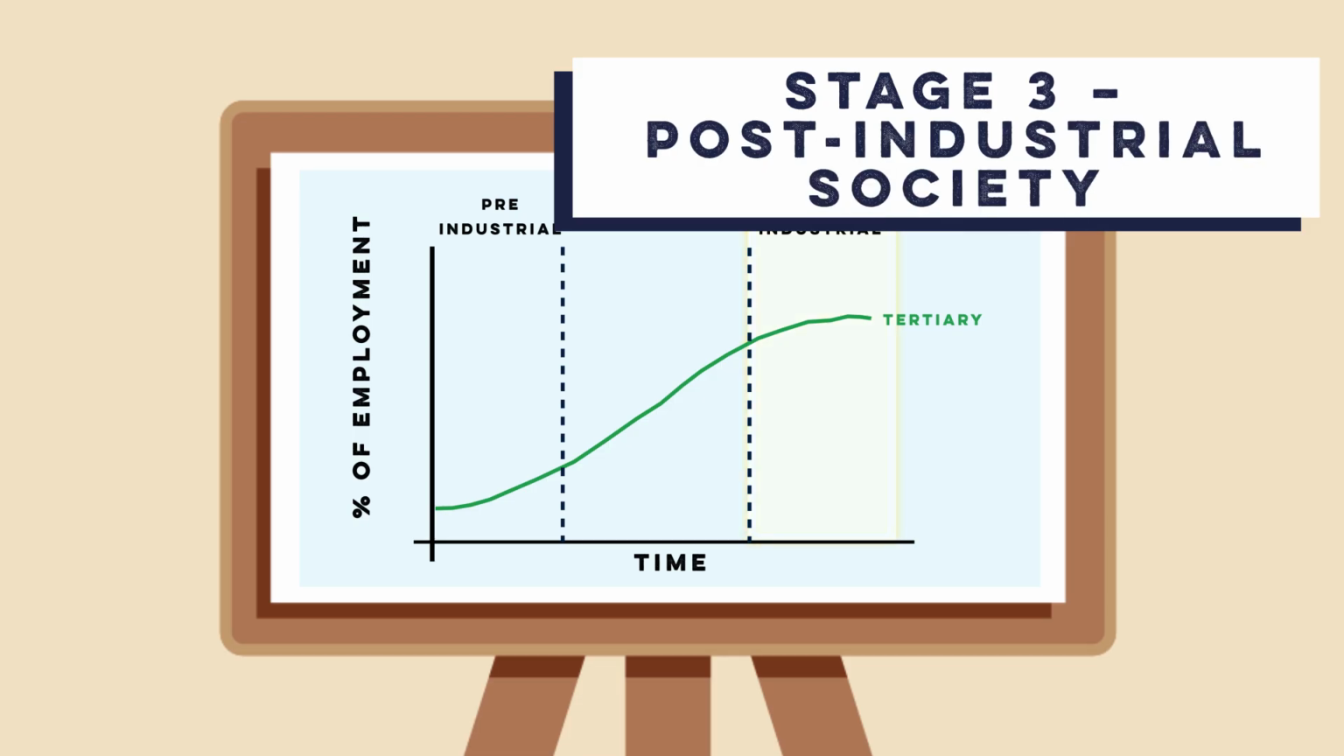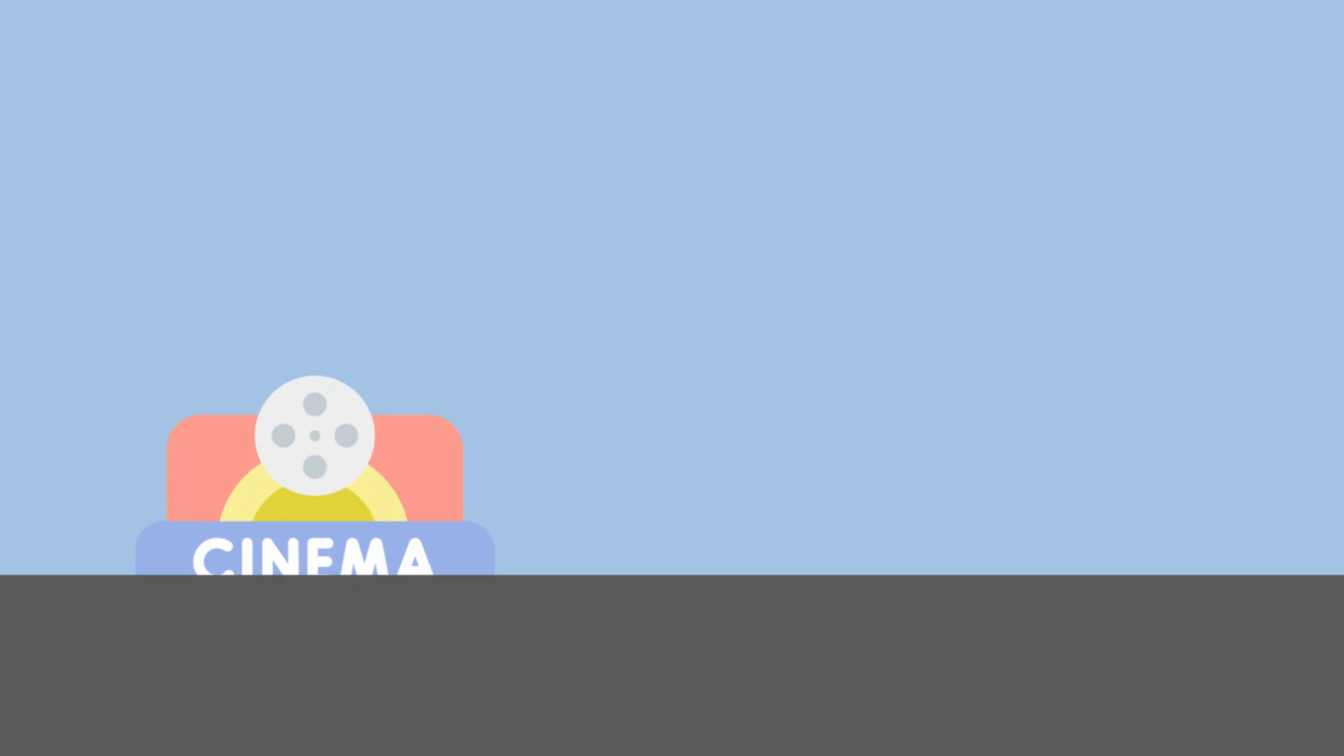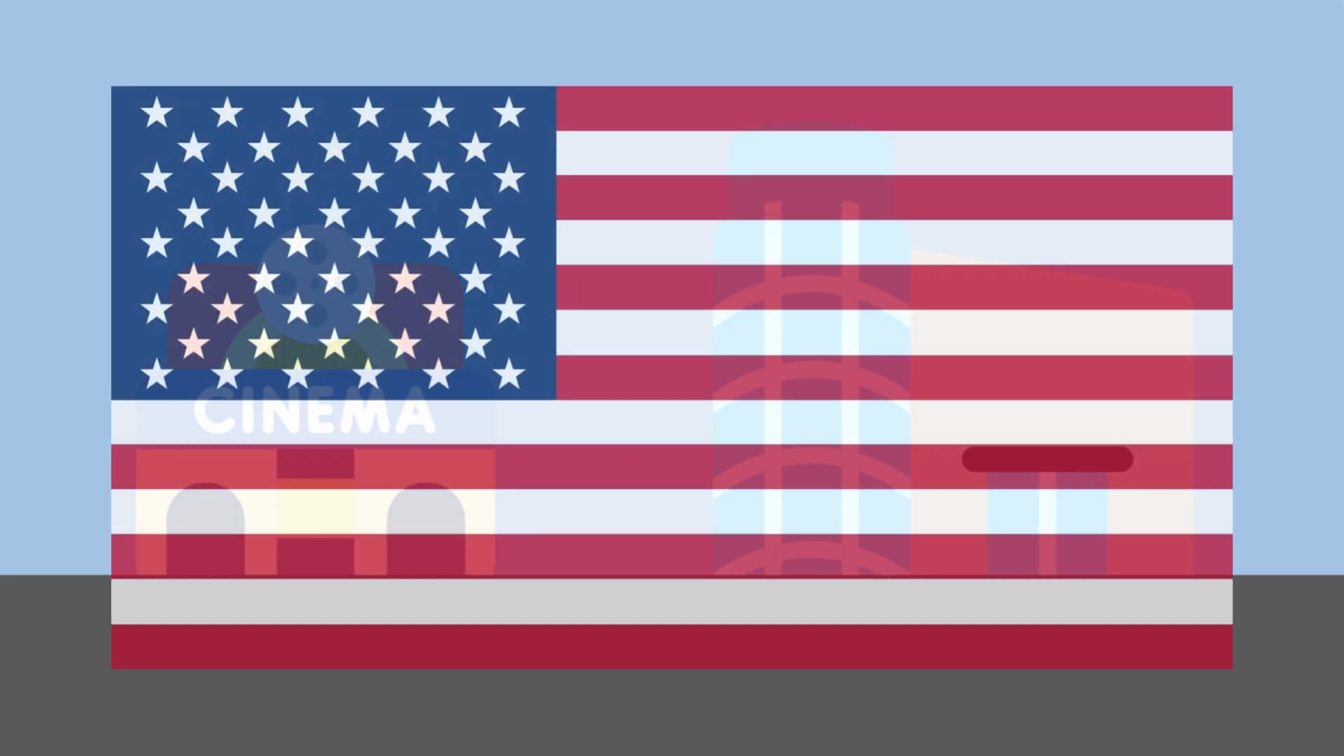Stage 3, post-industrial society. In this stage, the tertiary sector becomes dominant. This includes the growth of services such as banking, education, and healthcare, higher incomes and improved living standards, and an increased demand for leisure and consumer services. Countries like the US are a good example of this stage.